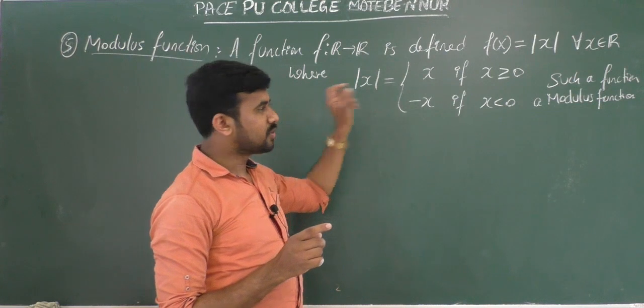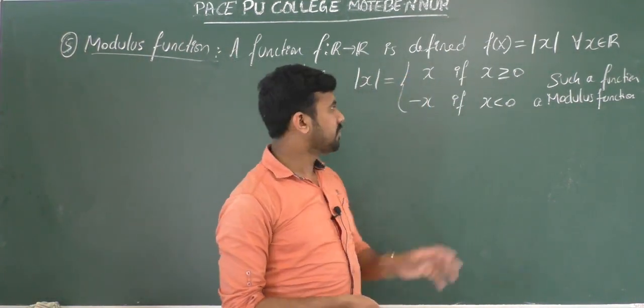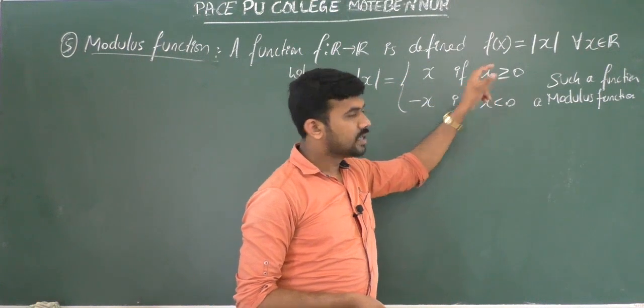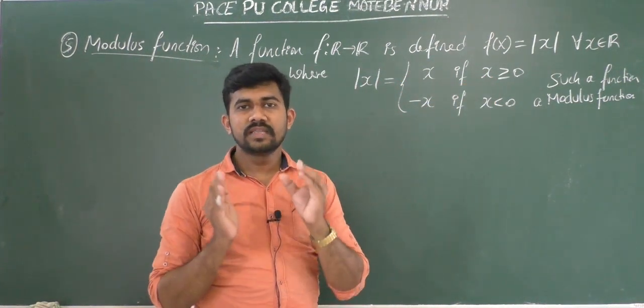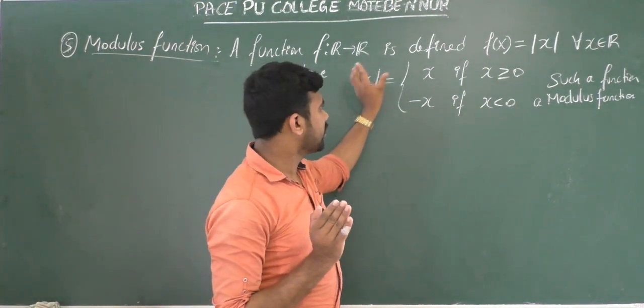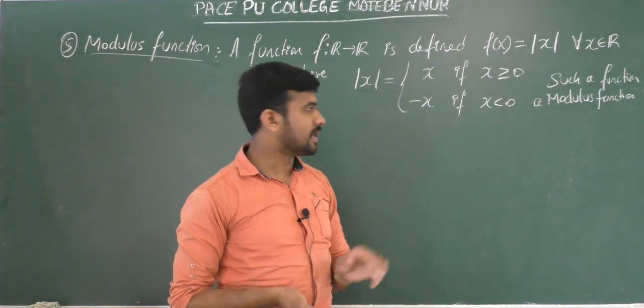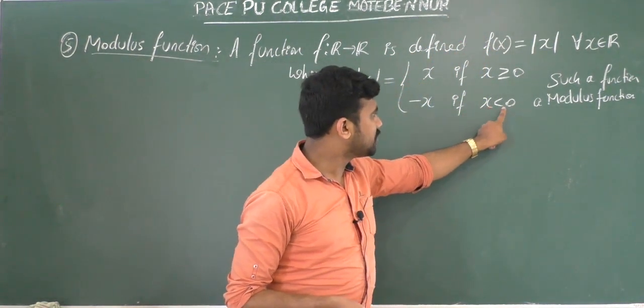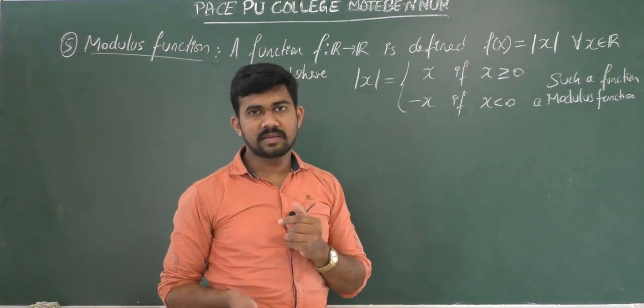Mod x is equal to x if x is greater than or equal to 0. It means if you consider any number which is greater than or equal to 0, then the value or image of x is what? x itself. Similarly, if you consider any negative number, then the image of x is what? Minus x. Okay, see.